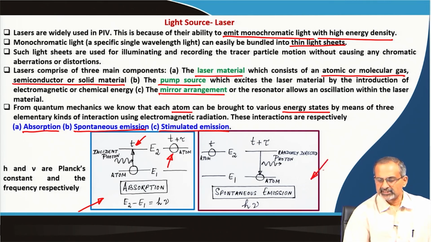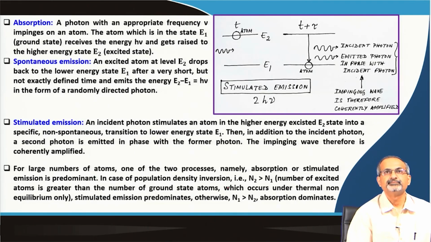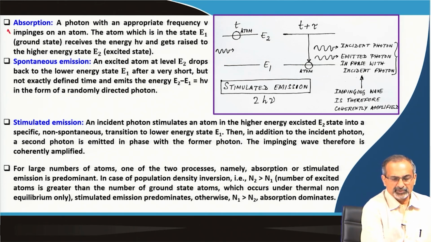In spontaneous emission, the atom from an excited state drops to the ground state, emitting a photon which is randomly directed. And of course, here the difference between the energy levels is given by h nu, where h is Planck's constant and nu is the frequency. So, we already talked about absorption and spontaneous emission.